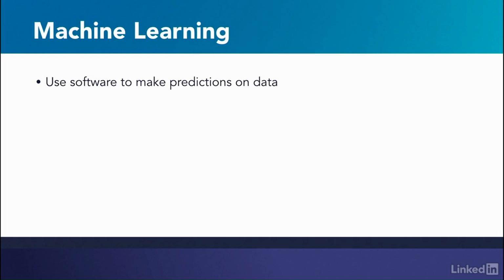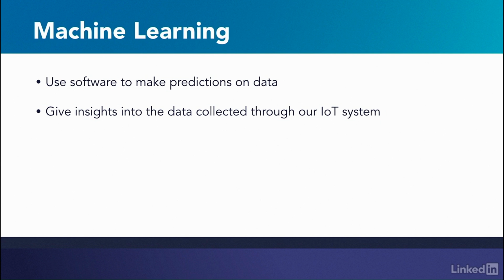to make predictions of our data, or, in other words, giving insights into the data and making our IoT system smarter. A common task in machine learning is supervised learning, which can find out the functional relationship between the input and output of your data.